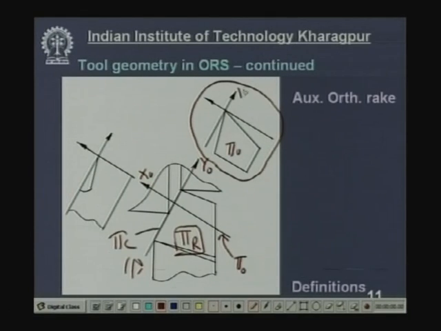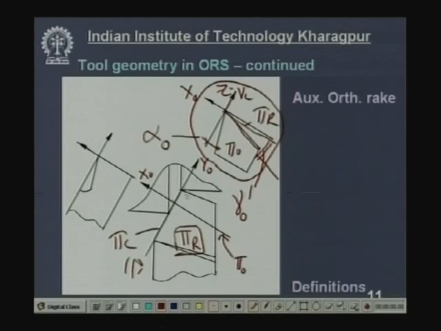Now, this is the velocity vector or z o, this is the x o axis, and y o is perpendicular to the plane. If this is the velocity vector, then obviously this is the reference plane, and this is the rake surface of the tool. So, this angle is the rake angle, but measured on which plane? In the orthogonal plane. So, this is denoted by gamma o, and this is called orthogonal rake. Similarly, this clearance is taken in which plane? The orthogonal plane. So, this is called orthogonal clearance, alpha o.